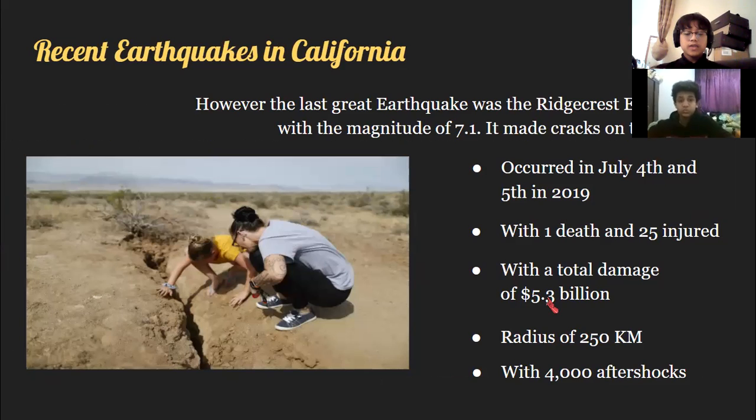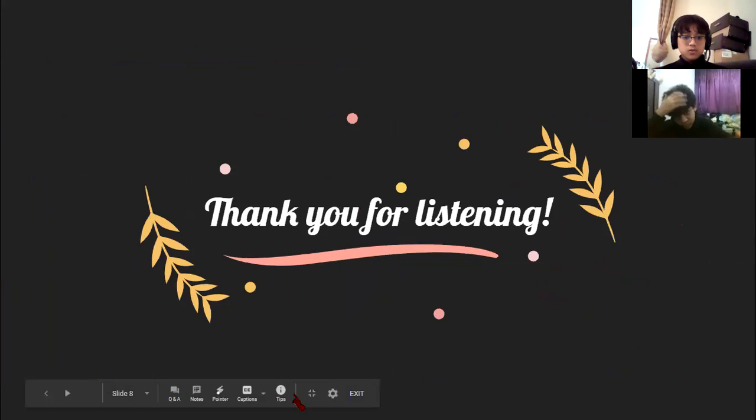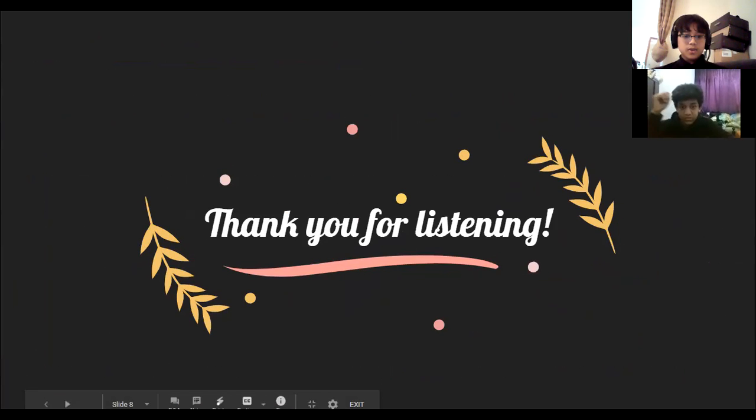In 2019, with sadly one death and 25 injured. The total damage is a lot, at 5.3 billion dollars, with a radius of 250 kilometers and a surprising number of aftershocks, 4,000 of them. Now let's head on to how we can avoid these earthquakes.